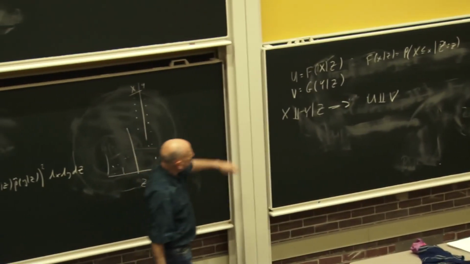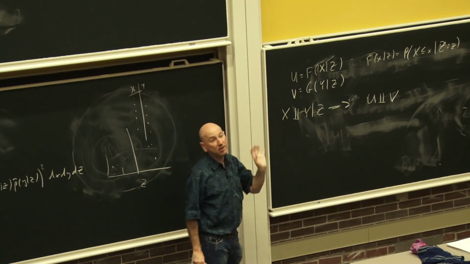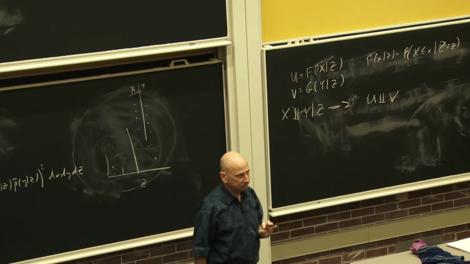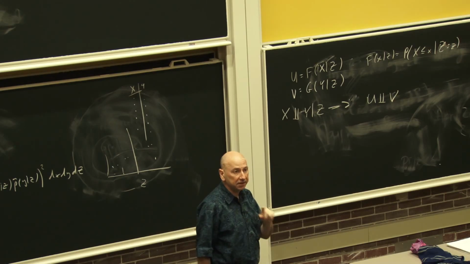Well, that suggests if I can compute these u's and v's and just run my favorite independence test on that, that's a way of doing this test. It's not the strong property. It's not if and only if, but at least it's something. Yeah?